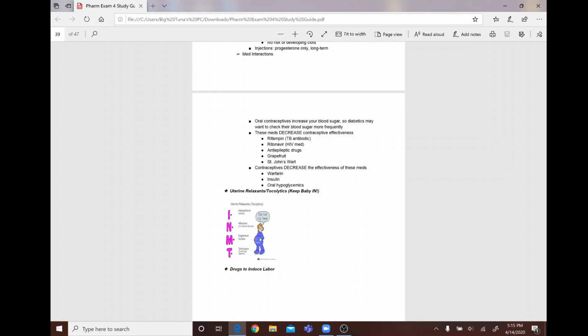These meds decrease contraceptive effectiveness, like rifampin, ritonavir, antiepileptic drugs, grapefruit, and St. John's wort. But contraceptives decrease the effectiveness of warfarin, insulin, and oral hypoglycemics.